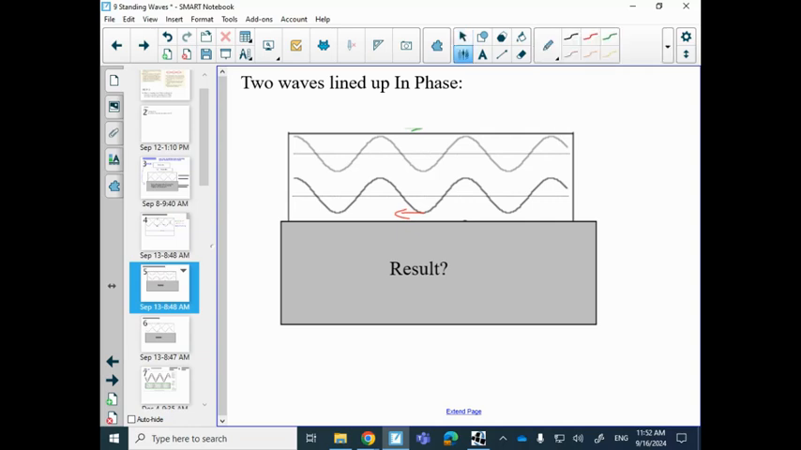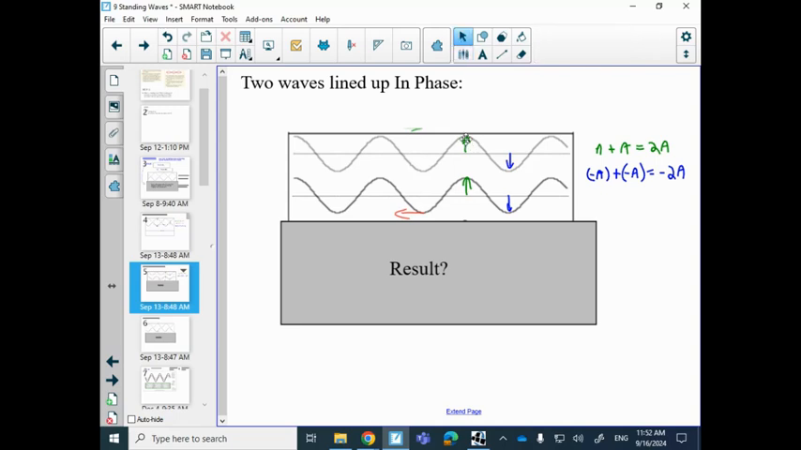We're going to have an up with an up, and a down with a down, and so on in all these different spots, right? So what do we have? A plus A equals 2A, so twice the amplitude, or they combine and add up. We'd have a negative amplitude added to another negative amplitude. We get negative 2A, so twice the amplitude adding up in the downward direction.